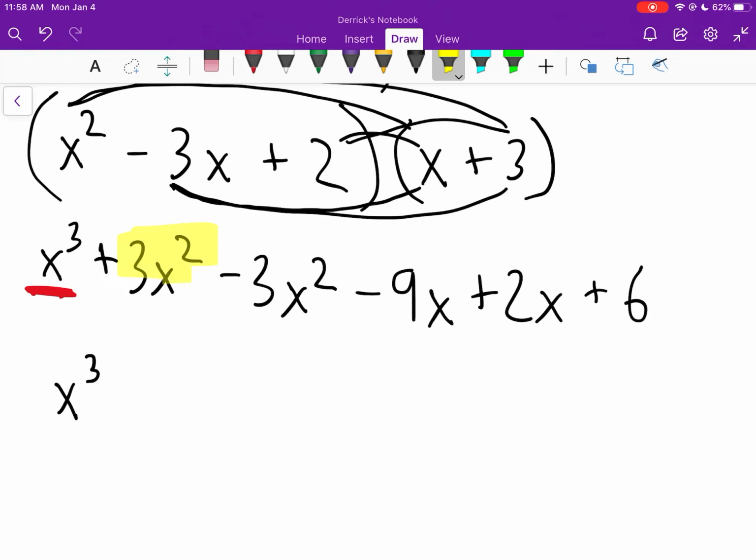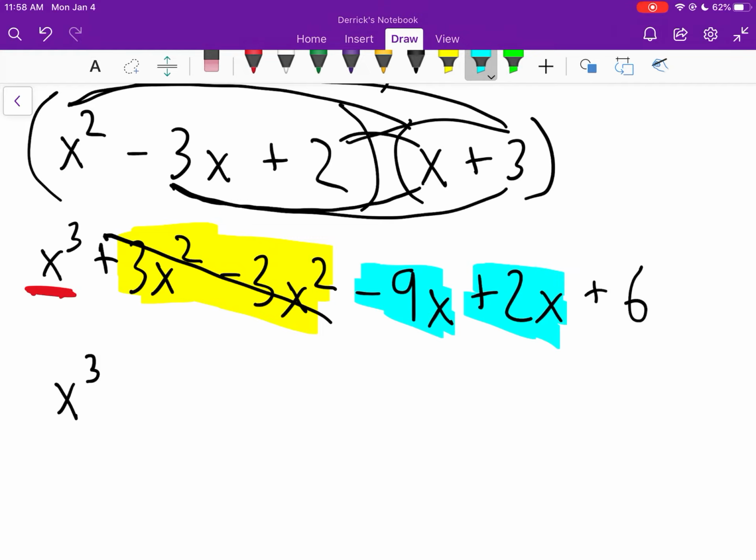We have a positive 3x squared and a negative 3x squared. Just like in the other example, those would cancel out to 0. We have a negative 9x as well as a positive 2x. Negative 9 plus 2 would be a negative 7x.